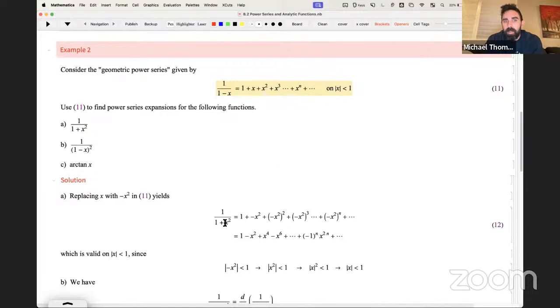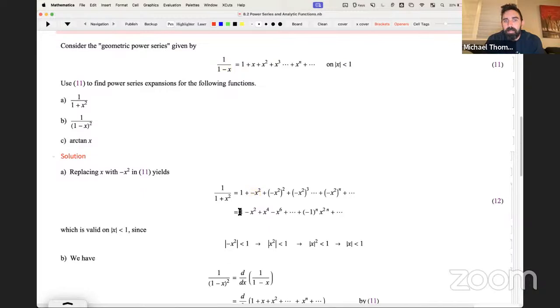Just plug in -x squared right there and everywhere else. Simplify like so. And then I'll let you work through the details. I don't think it's really going to help for me to go through the details. And then this one over here, you're replacing the x with -x squared, right?